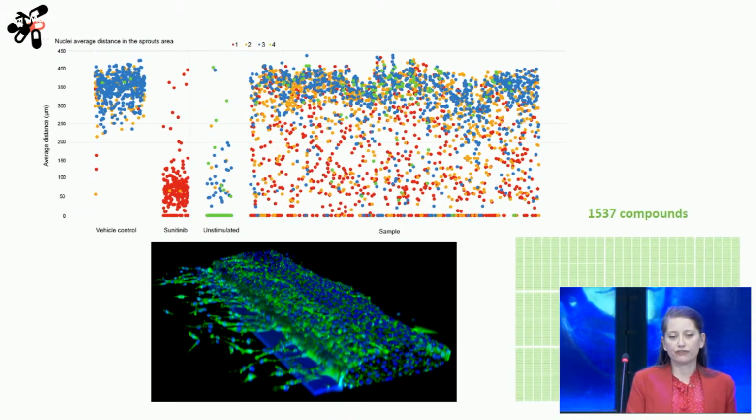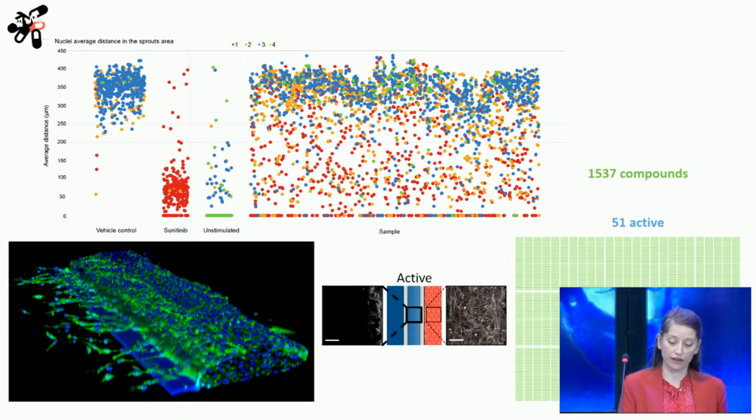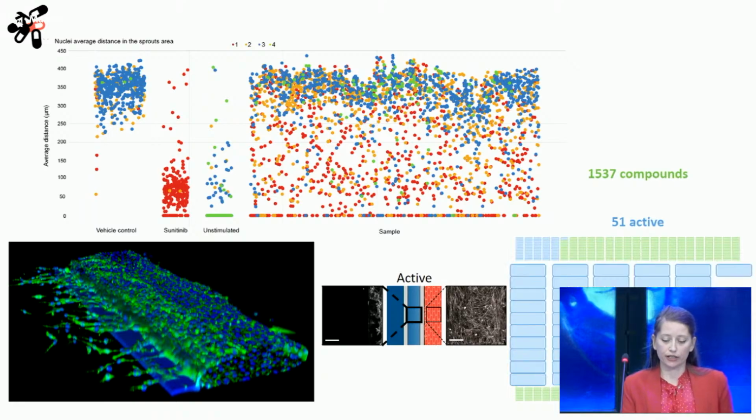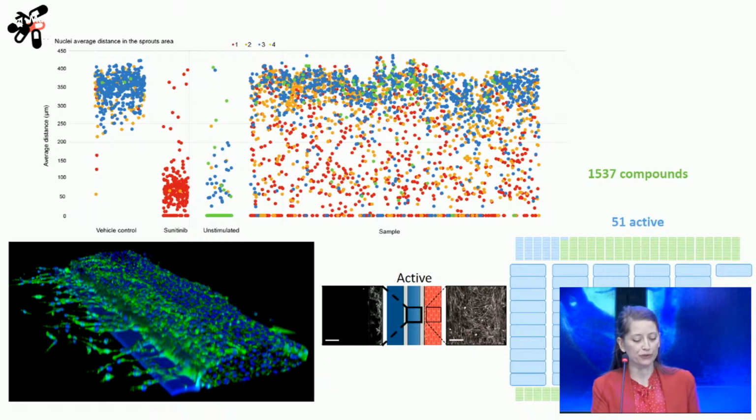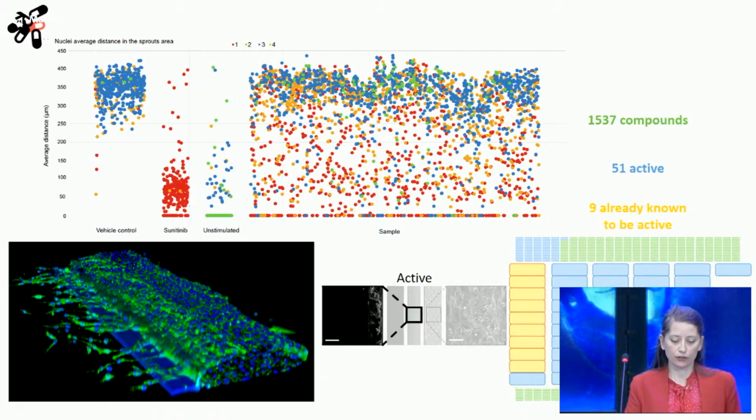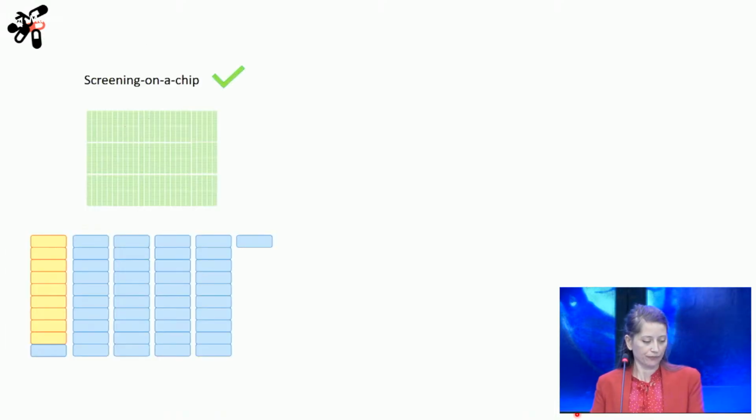So out of more than 1,500 compounds, we could identify 51 that were active, so they kill the sprouts without killing the tubule. And out of these 51 active compounds, we find 9 that were already known to be active, to inhibit sprout formation, so angiogenesis. So these results of these 9 compounds that work validate our screening a little bit. The fact that we could still find a lot of compounds that weren't known to be active indicates that these are potentially new drugs that could be developed.